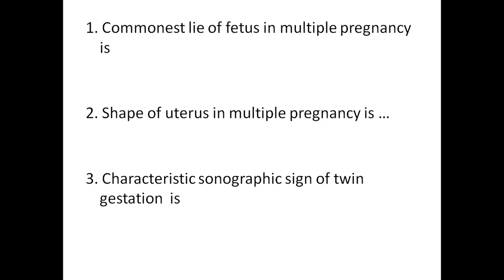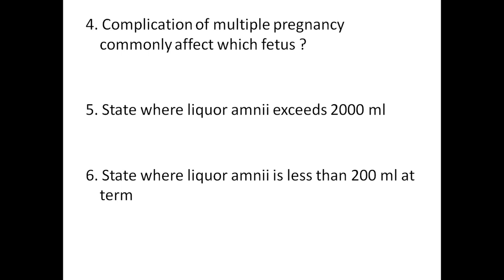The commonest lie of fetus in multiple pregnancy is longitudinal. Shape of uterus in multiple pregnancy is barrel shape. The characteristic sonographic sign of twin gestation is lambda or peg sign. Complication of multiple pregnancy commonly affect the fetus.